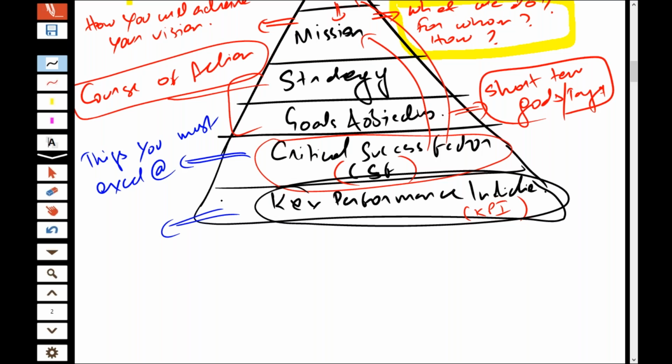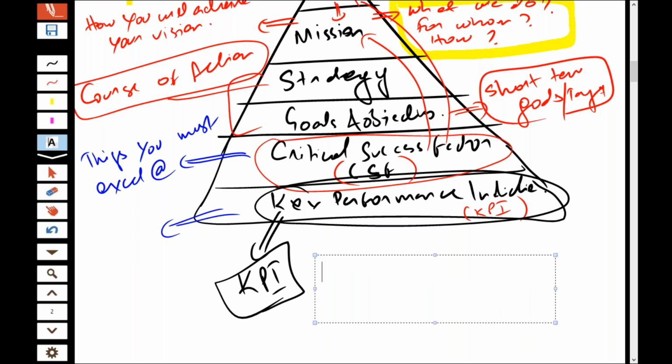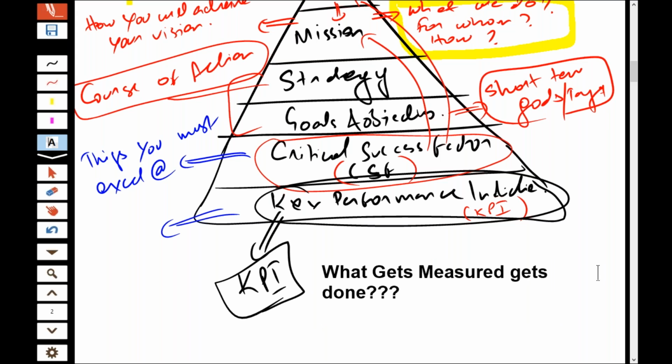How well an organization has been able to achieve these critical success factors is actually measured using the key performance indicators, which are also termed as the KPIs. So when we talk about performance measurement, we always say that what gets measured gets done. How do we actually see this, what gets measured gets done?